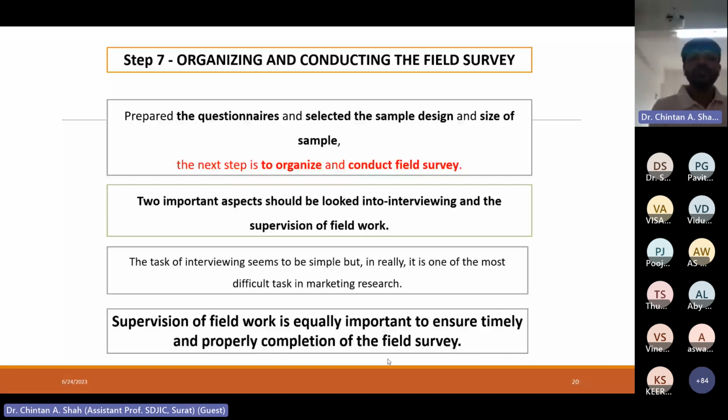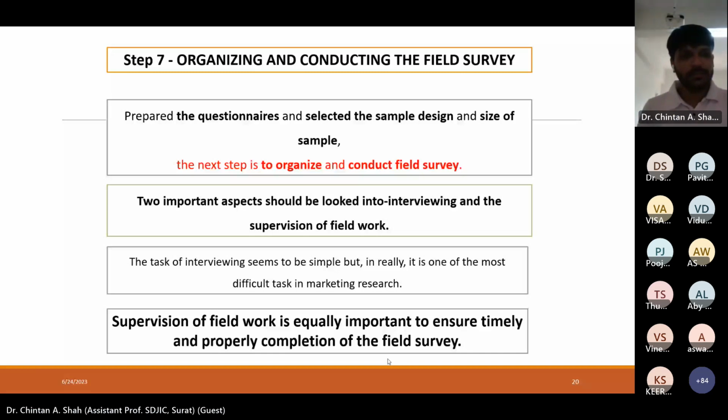Two important aspects should be looked into: the interview and supervision of fieldwork. One is the interview. You have to train the interviewers and inform them how to get the information and how to ask questions to the respondents, so that you can finally get correct information. Second, and more important, is fieldwork. Supervision of fieldwork is equally important to ensure timely and proper completion of the field survey. It will ensure that you can get the information on time.